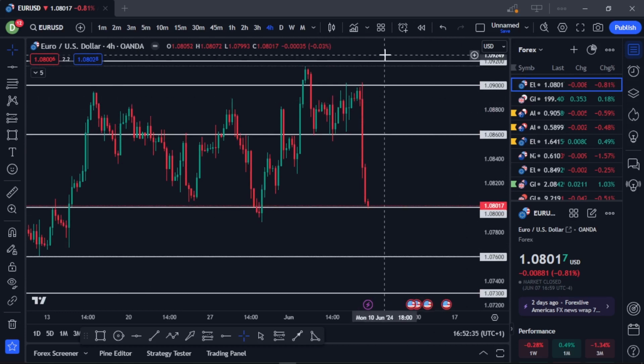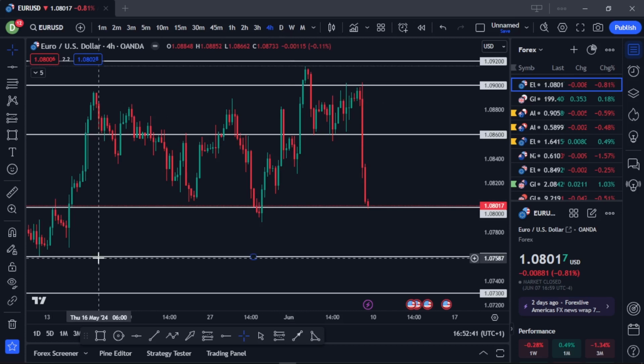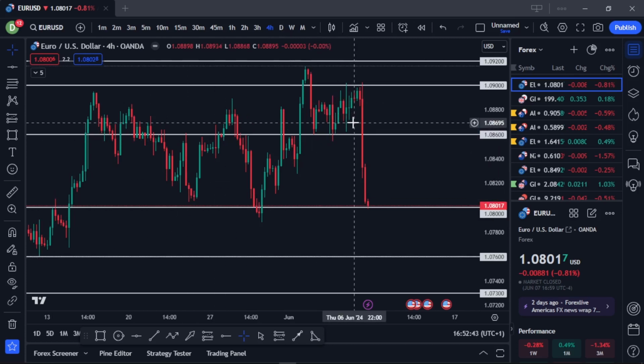But for me personally, I will only focus on these ones here, because if I go over to the daily time frame right now, you see that there is still a lot behind that you can identify, and not all of them are important. Just focus on the ones that give you the major areas of reversals in the market.